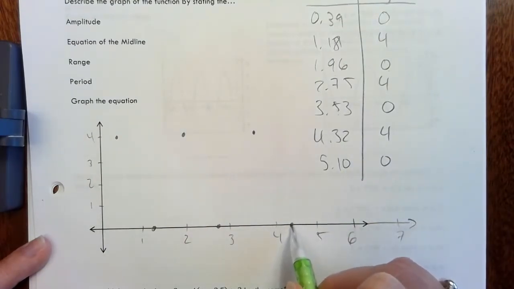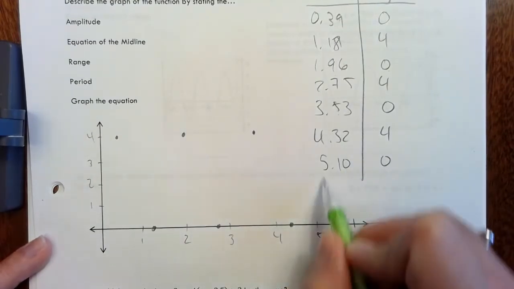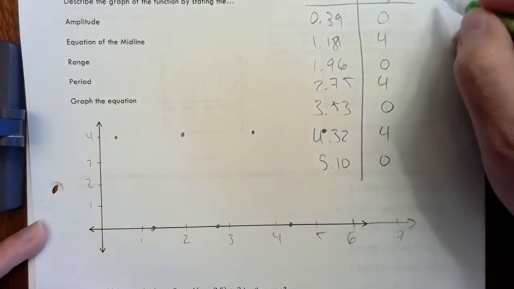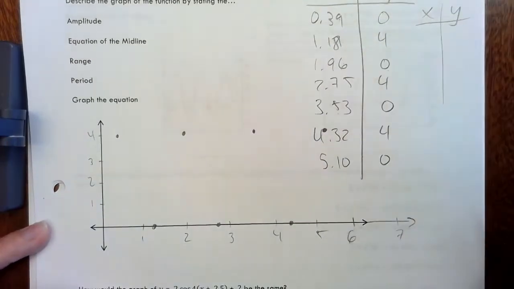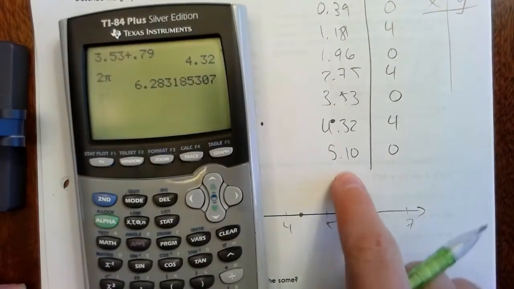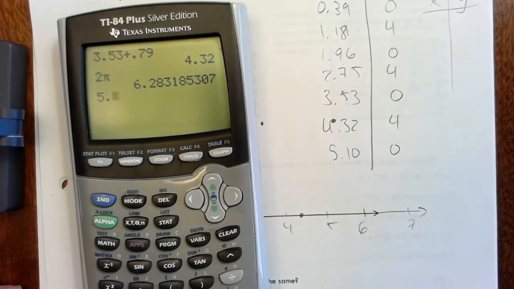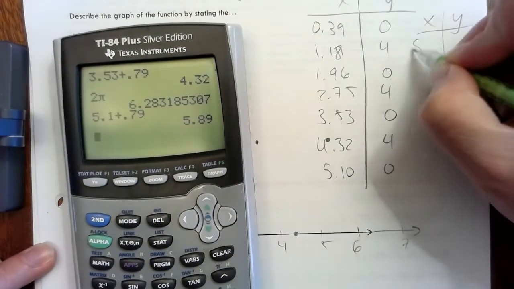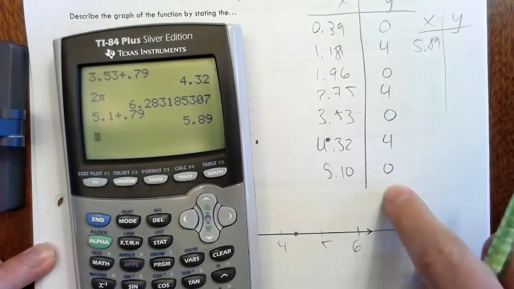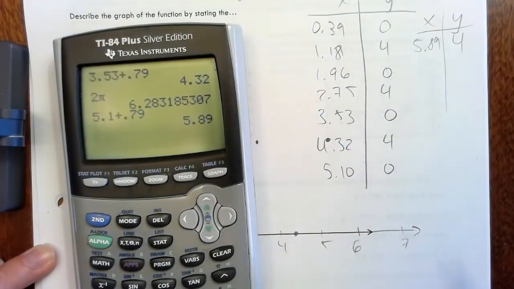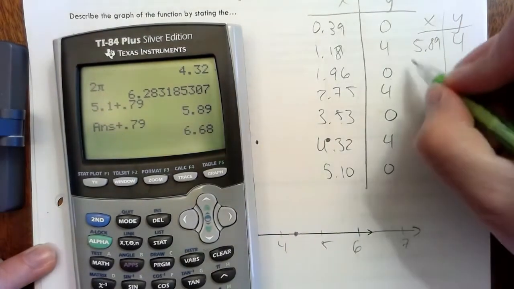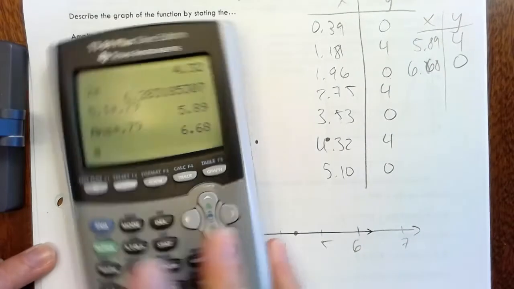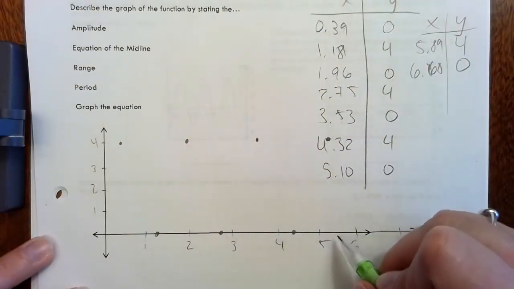4.32. And I should have moved my table over apparently. Let's find some more values. I'm going to add 5.10 plus that 0.79 that we figured out. So 5.89, and I know the next thing that would come would be a max, so that should be 4. Let's add 0.79 again. 6.68. Okay, so that's a little further than we should be here, so that'd be 0. Okay. So 5.10.